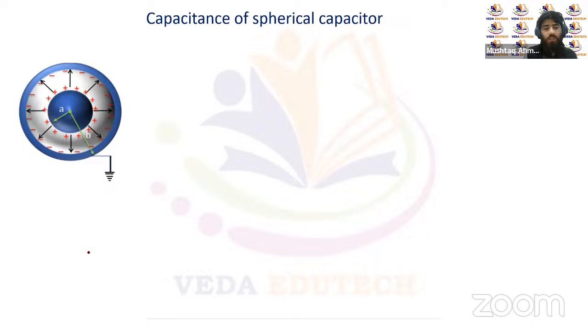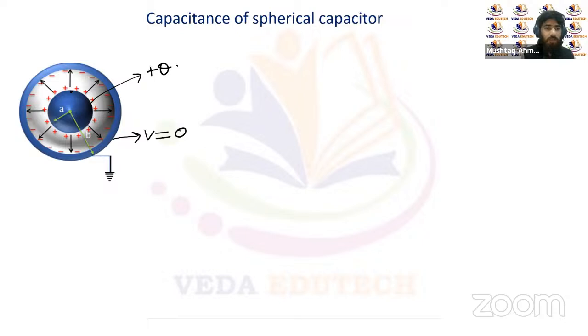And we are supplying a charge plus Q to the inner conductor, to the inner sphere. Both these are conductors, right? And what we have done is that we have just grounded the outer surface of this outer sphere. If the outer surface of this outer sphere has been grounded, it means the potential of this outer surface is going to be equal to 0 because it's grounded, right?